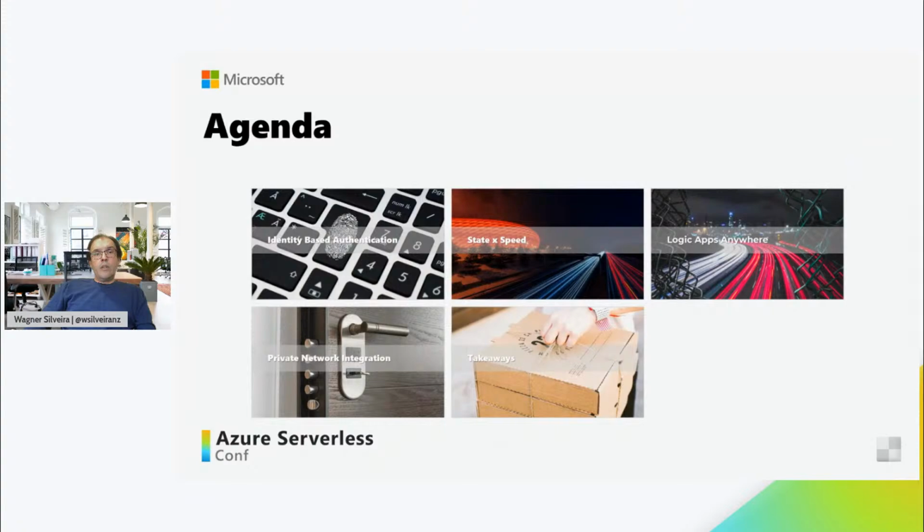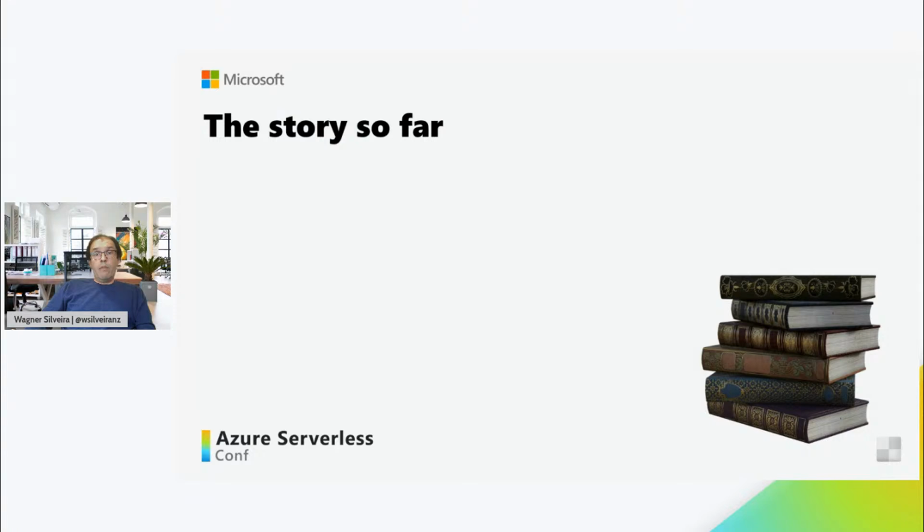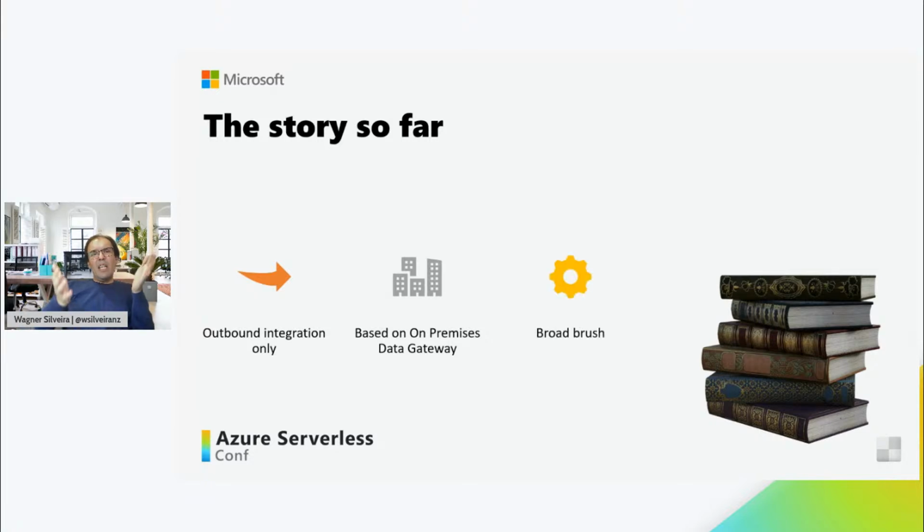So finally, let's talk about private networks. One of the problems we had with Logic Apps before is that you only had outbound integration for private networks, and that was based on the on-premises data gateway. So you would only be able to connect to either a private network or on-premises using the on-premises data gateway. And the on-premises data gateway is very broad brush, right? It needs you to open a pipe into that network, but you don't have much control.